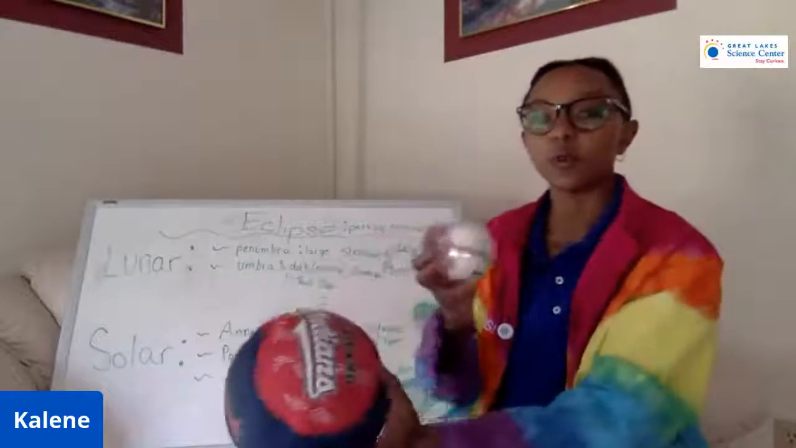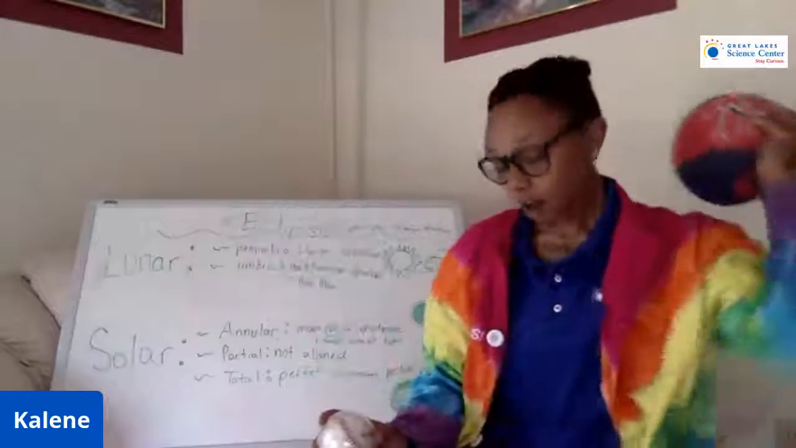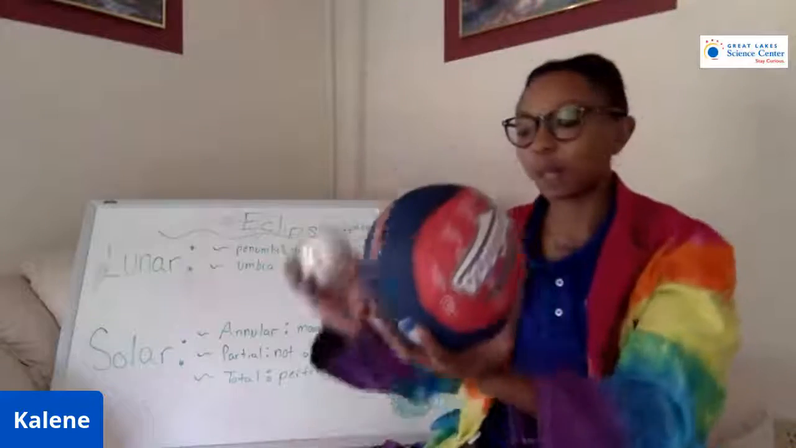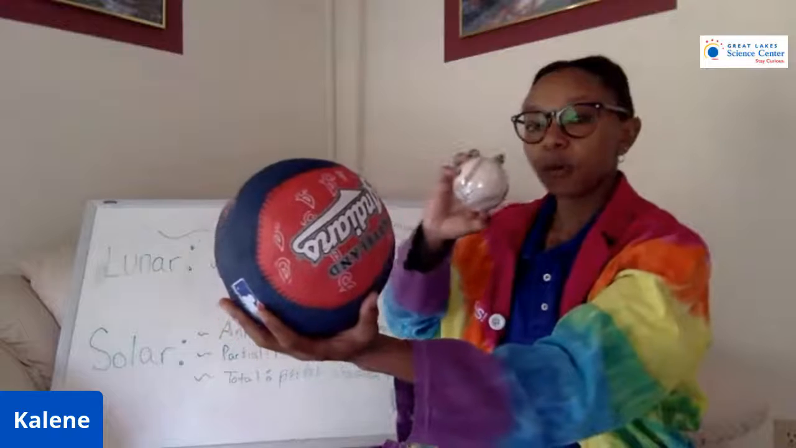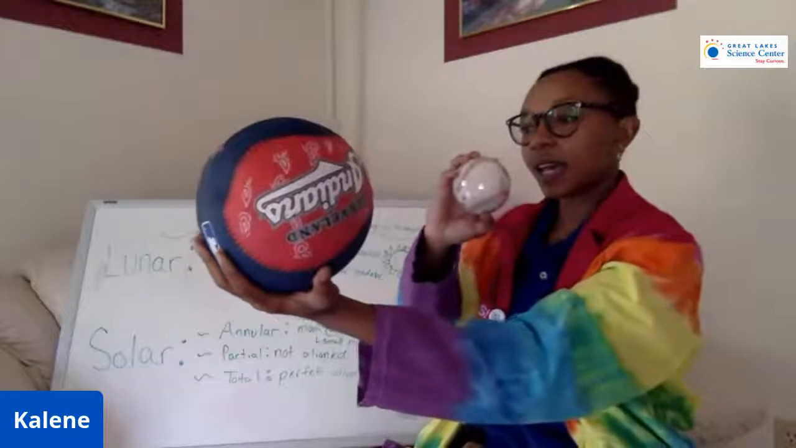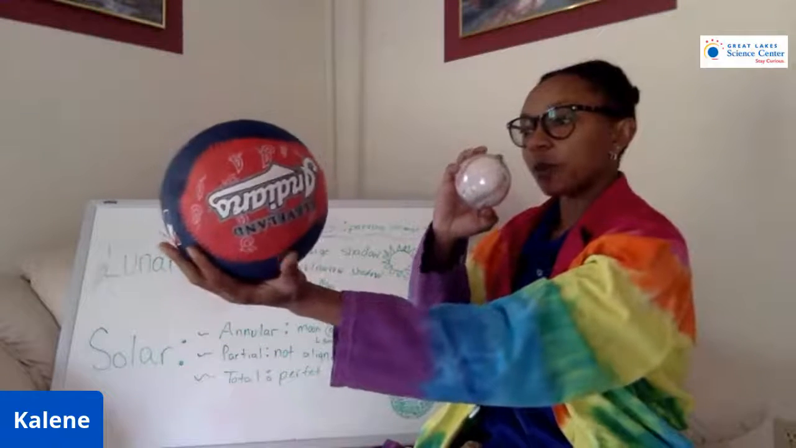So this is more of the way it would occur. So you see this Earth's orbit around the sun, and then the moon as it's orbiting around will perfectly align here. So that's how you get your total eclipse.